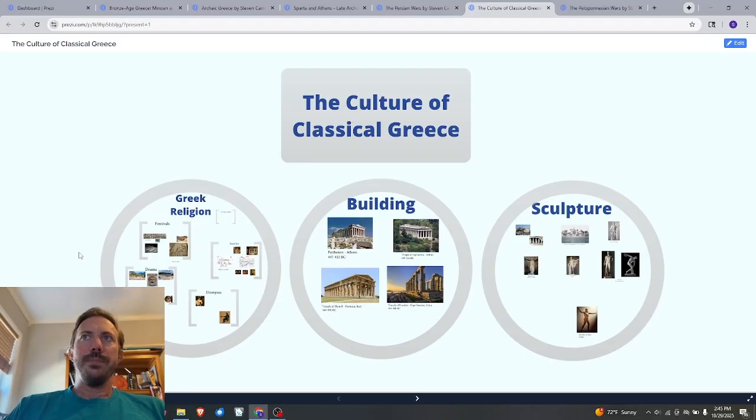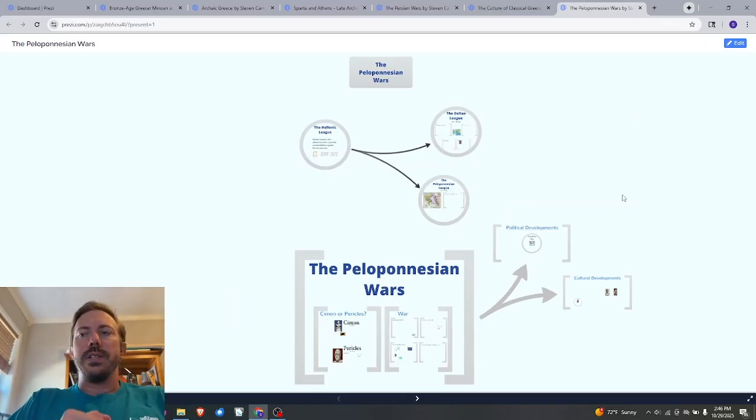So we looked at Greek religion. We looked at the festivals and the dramas that went on during the festivals. We looked at the building of the Greek civilization and the architecture within the Greeks. And then we looked at sculpture and how there was this classical age, this glorious age of sculpture and arts and so on.